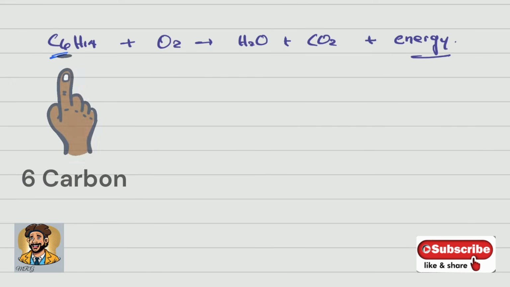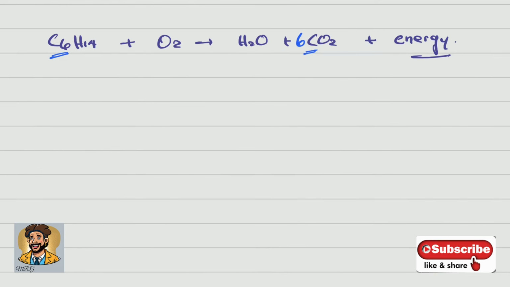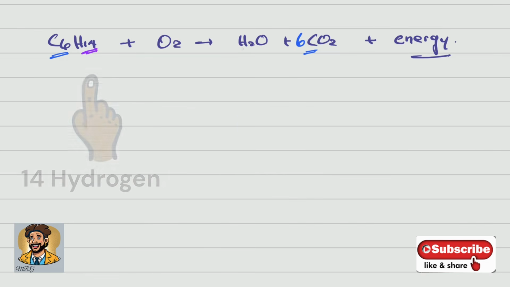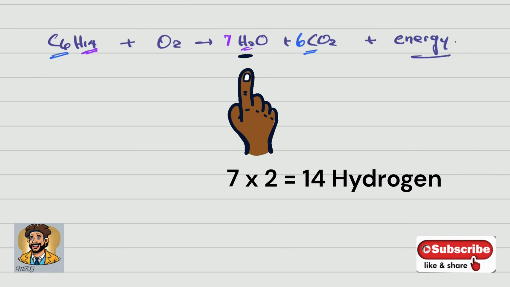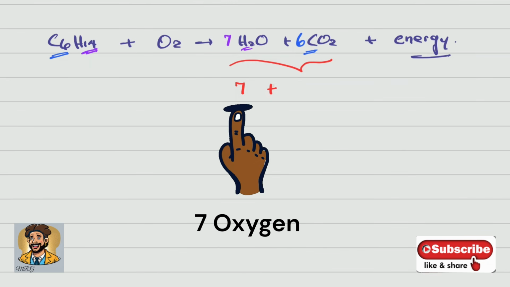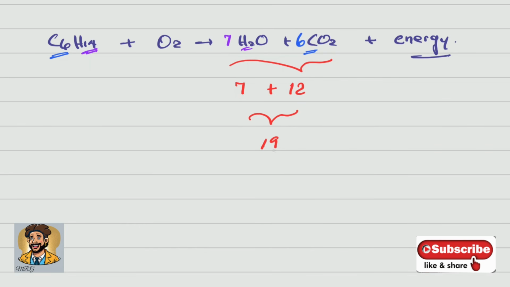So carbon we have 6 on this side, we have 1, so we're going to write the 6 at the front there. Okay, we go to hydrogen, and in hydrogen we have 14 on the left hand side, we have only 2, so we're going to write a 7 at the front. So the hydrogen is now balanced, but the oxygen is a different story. If we go to the right hand side to the product, we have 7 oxygen on this point here, and then we have 6 times 2 is 12. So if we add this one, we get that we have 19 oxygen.